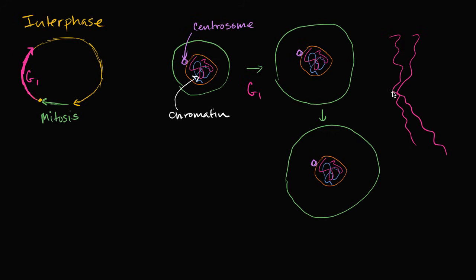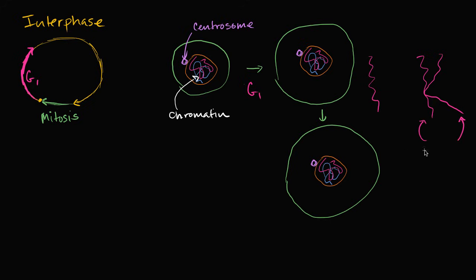Let me draw this a little bit neater. So this is one chromosome right over here. And that one chromosome, after it's copied all of its genetic material, is still one chromosome. Now, there's two copies over here. What do we call these two copies? Well, each of these two copies is called a chromatid. And these two right over here, these are sister chromatids.